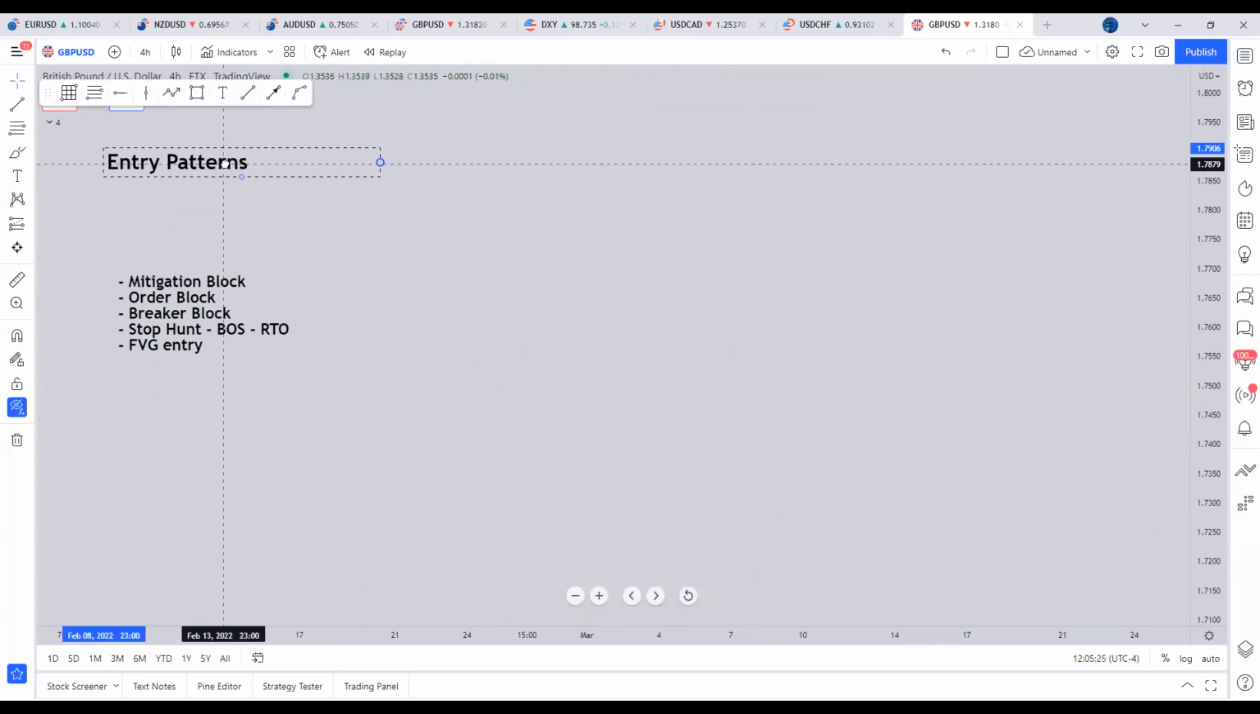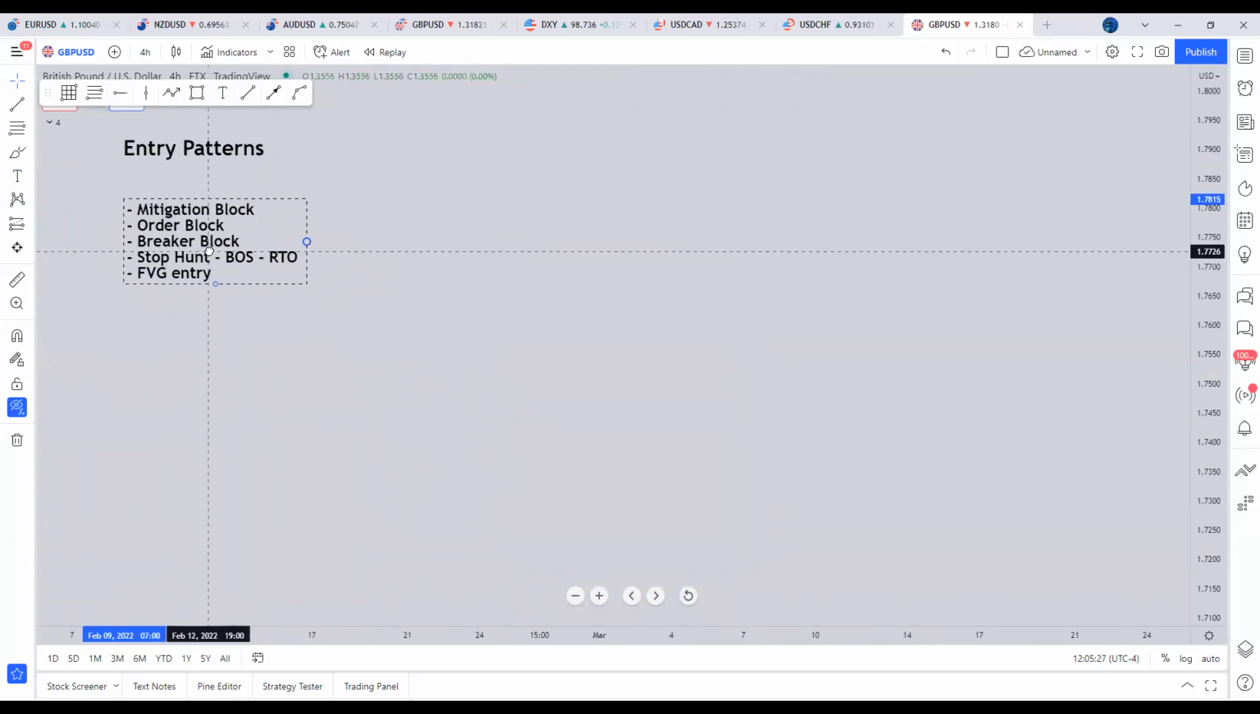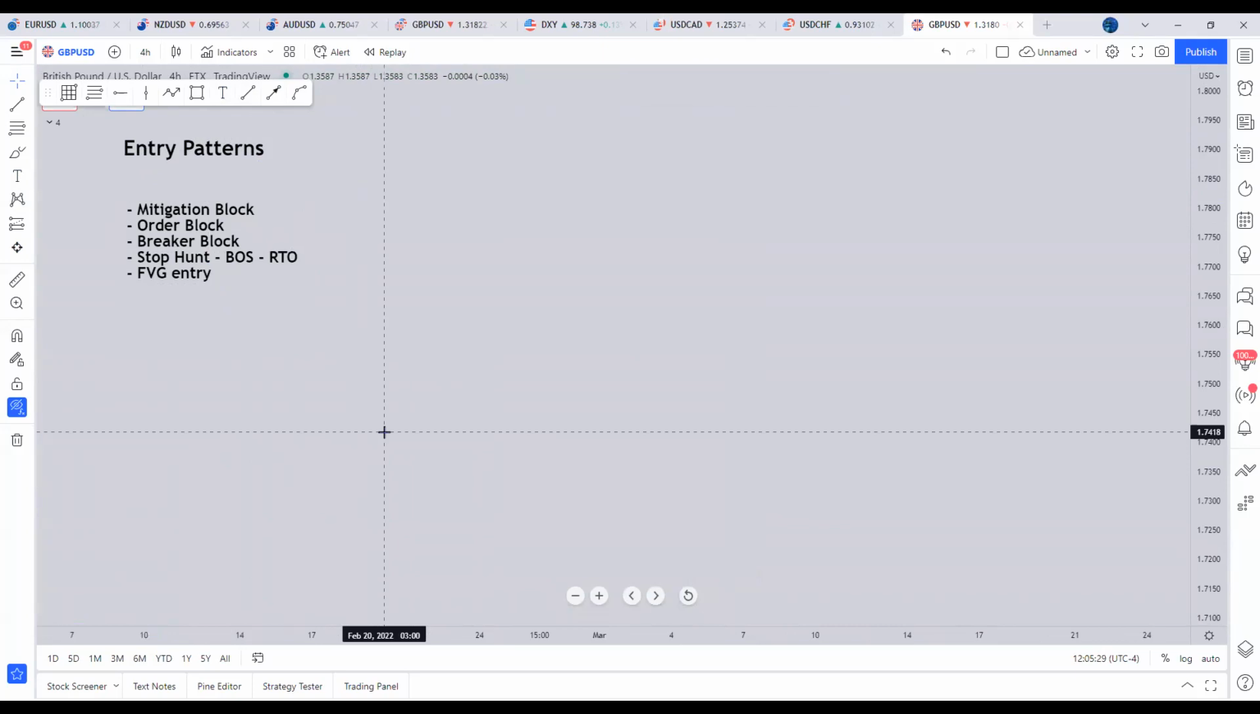Now remember, entry patterns are nothing without analysis previously. So for every single pattern that you see here, let's say you're on lower time frames and you want to find an entry. This is what you're going to look for, right? But before you even get to this point, what do you need to do?